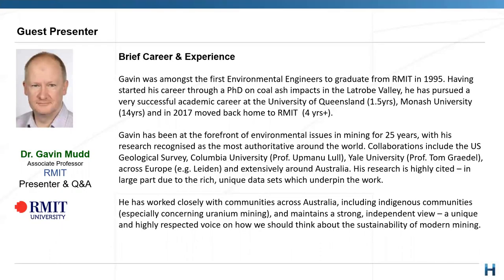More on that. So just for those of you who didn't see Gavin's previous presentation, a little bit on Gavin. He was one of the first ever environmental engineers to graduate from RMIT back in 1995, having started his career through a PhD on coal ash impacts in the Latrobe Valley. He's pursued a very successful academic career at the University of Queensland, Monash University, and then moving back to RMIT. Gavin has been at the forefront of environmental issues in mining for 25 years, with his research recognised as the most authoritative around the world. Collaborations include the US Geological Survey, Columbia University, Yale University, as well as participating in research in Europe.